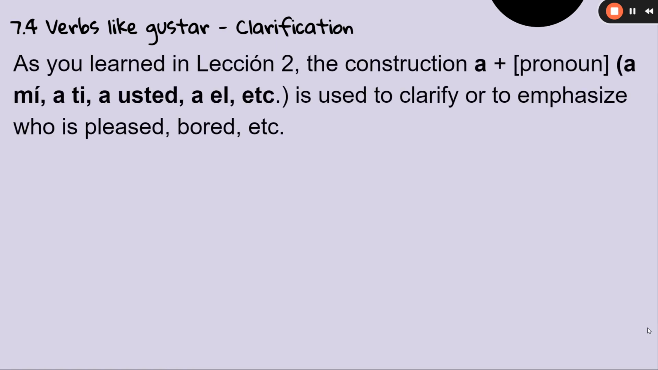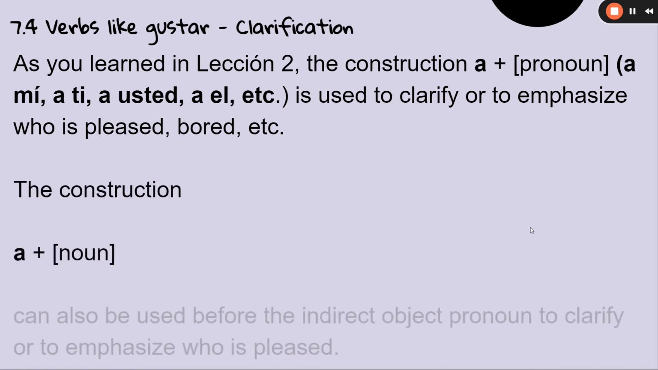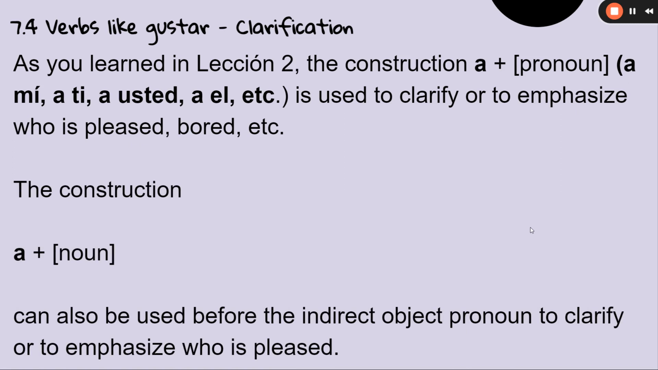As you learned in Lección 2, the construction a plus the pronoun, or a mí, a ti, a usted, a él, that should have an accent mark, is used to clarify or to emphasize who is pleased or bored. It can also be used before the indirect object pronoun to clarify or emphasize. It doesn't have to go at the beginning of the sentence. It could go at the end or in the middle.